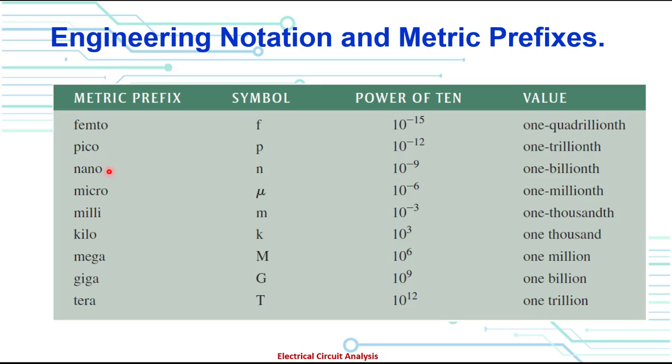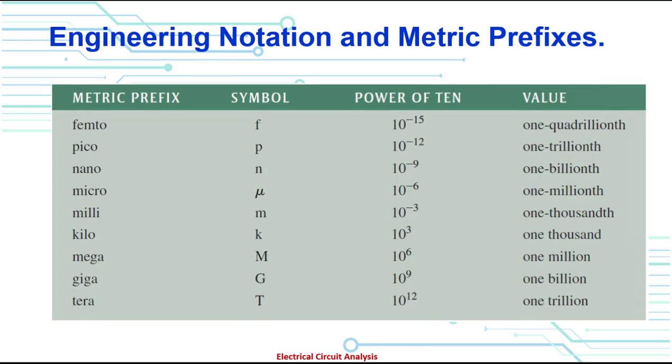Most often you will encounter capacitance in the range of pico, nano, or micro. You will encounter inductance in the range of milli, micro. You will encounter resistances in the range of kilo and mega. Currents are normally from nano to kilo. Very occasionally you have mega. Power is in the range of mega, giga, kilo. So you will see these prefixes often in your study of electrical systems.